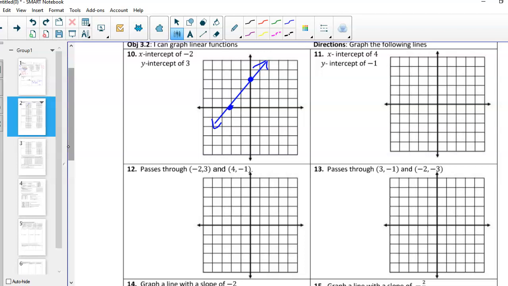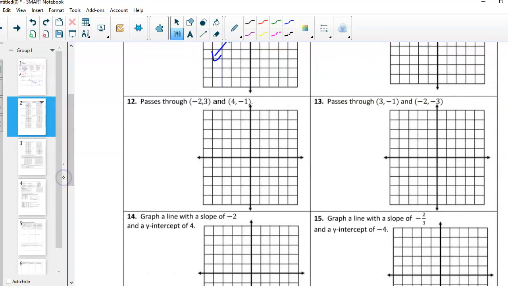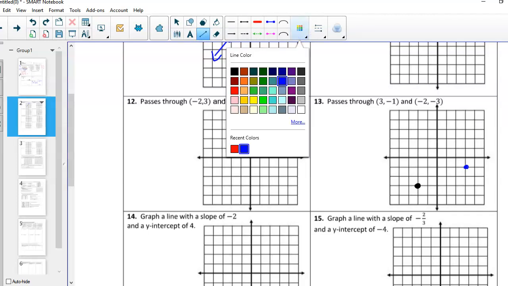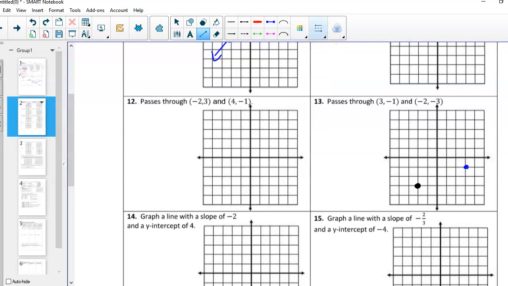Okay, we're going to do 13. So plot those 2 points. Make sure you're doing x, y, x, y. So over 3, down to -1. Left 2, down to -3. And then draw a line in between those 2 points. And include arrows.